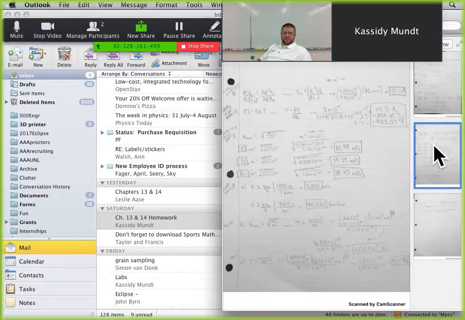And then 13.3, also we did density of, what's the next one? Airplane. The airplane passenger.